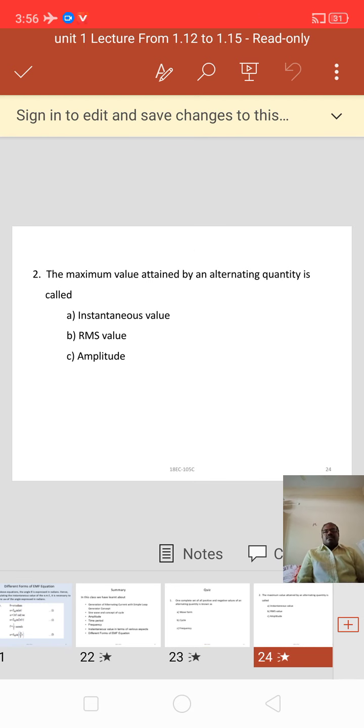Option is cycle. Second one, the maximum value attained by an alternating quantity is called. Options are A instantaneous value, B RMS value, C amplitude. By clearly observing this question, we depict that answer is A instantaneous value, that is the maximum value attained by an alternating quantity is called instantaneous value.